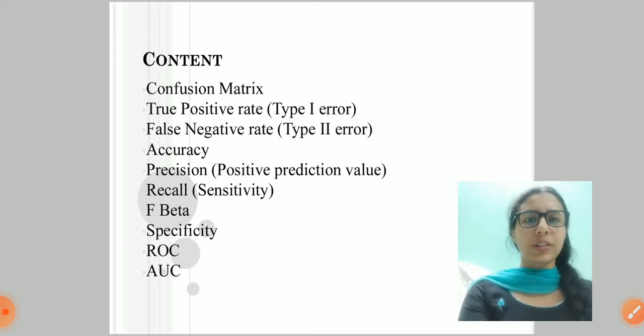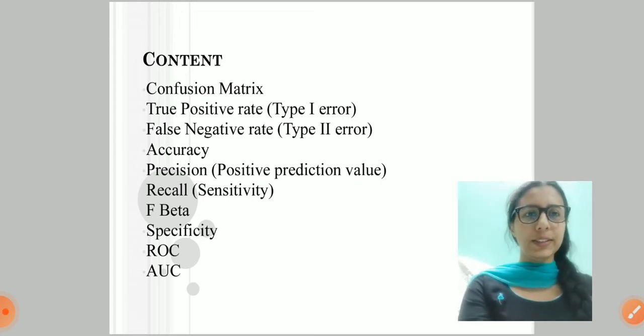Some of these metrics will be explained by me, and the remaining metrics will be explained by my friend Vaneet. So let's get started.